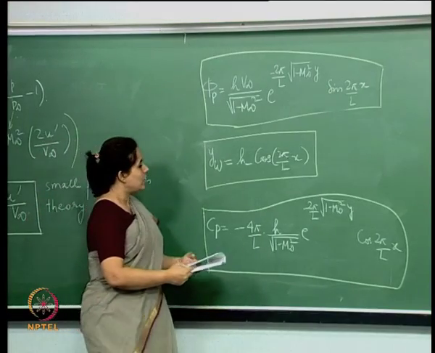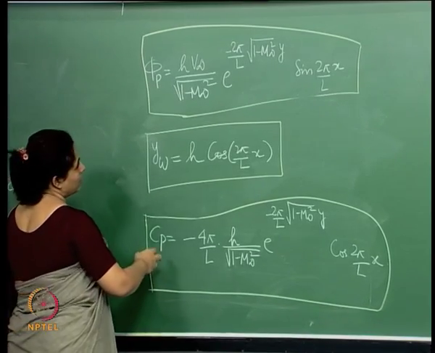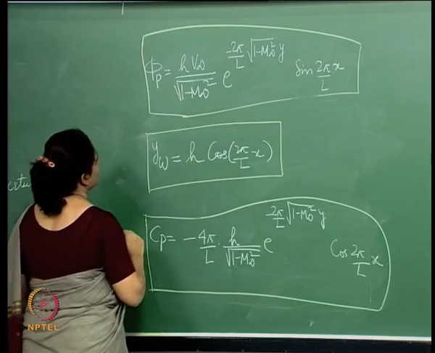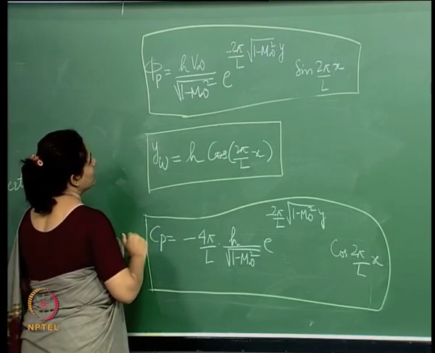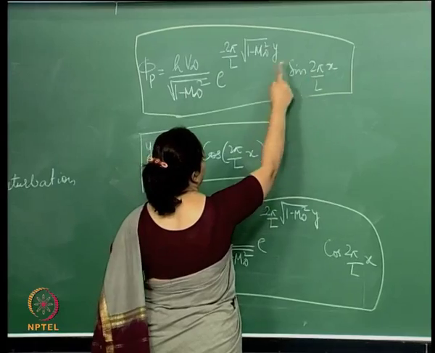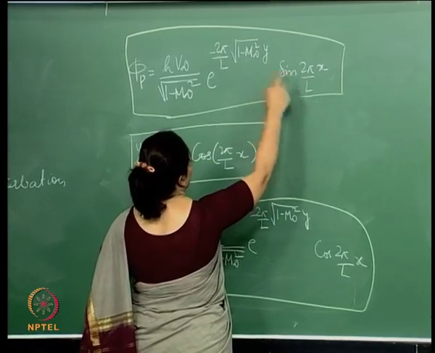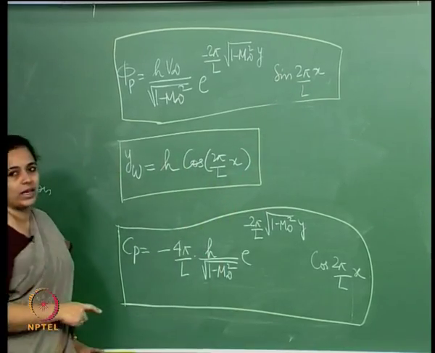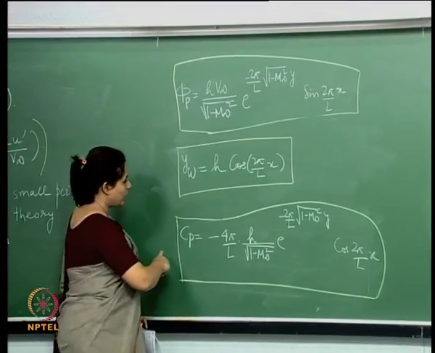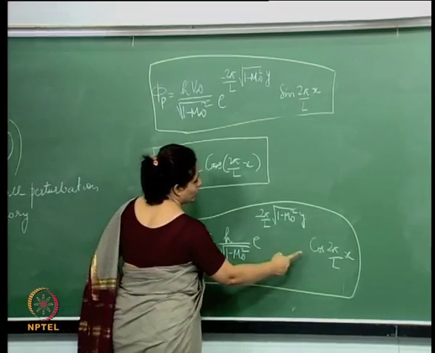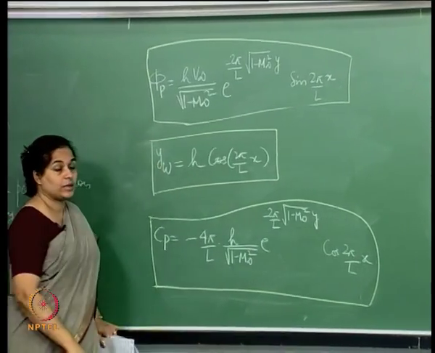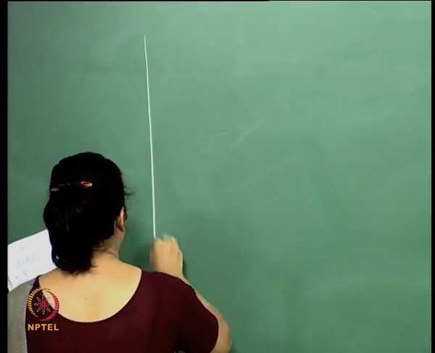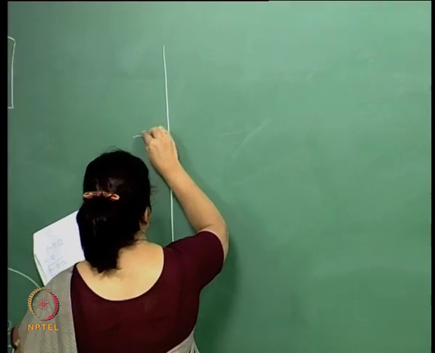Okay. Now, what you can see is that the perturbation potential is dependent on this sine 2 pi x by L, right, whereas you have the coefficient of pressure which is a cos 2 pi x by L, right. Let us plot this out and see what we get.